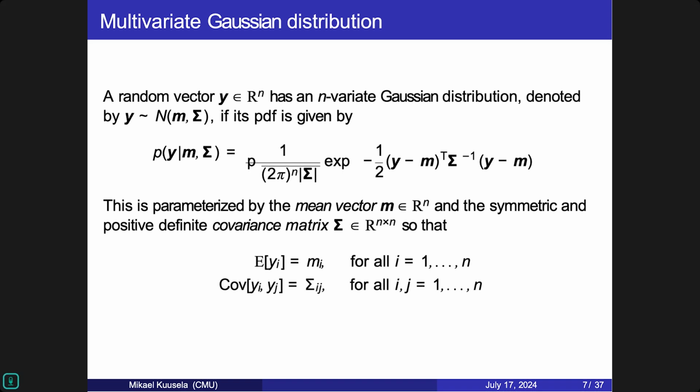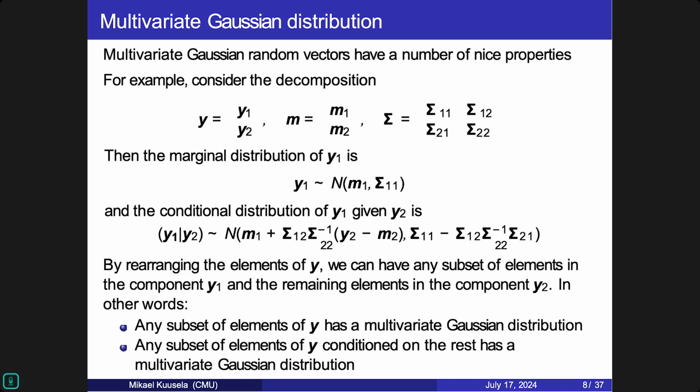And what is the particular meaning of those two parameters? As you might guess from the names, the mean vector characterizes the expectation of each component of this random vector. And the covariance matrix characterizes the covariance between any two elements in that random vector. The only additional thing you need to know is that this cannot be any matrix. It needs to be a symmetric and positive definite matrix for this covariance to make sense. So that's what a multivariate Gaussian is.